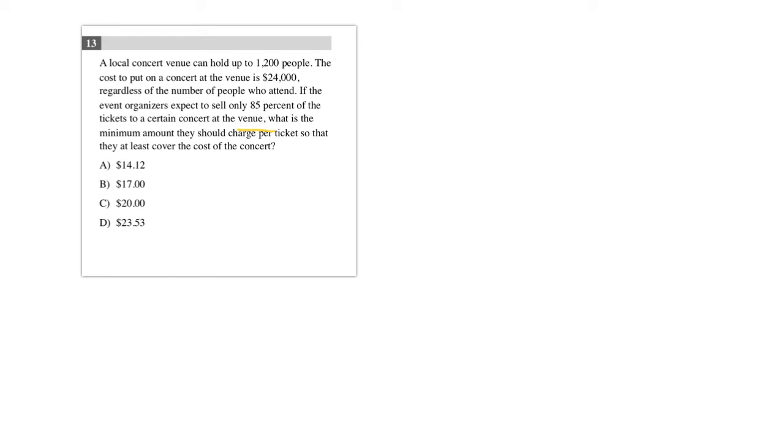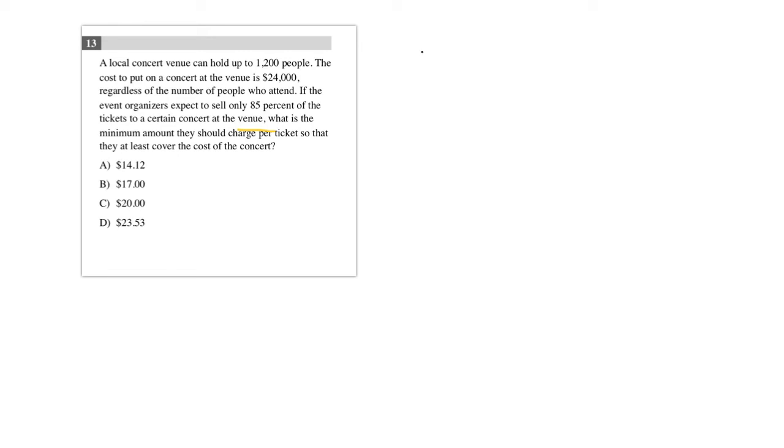Well, the event organizers expect to sell only 85% of the tickets. So it would probably be a good idea to find out, okay, what number is that? 85% of the tickets. Well, the total amount of tickets that they would be able to sell is 1,200 tickets because the concert venue holds up to 1,200 people. So the question is, therefore, what is 85% of 1,200? In my opinion, that's a decent place to begin.